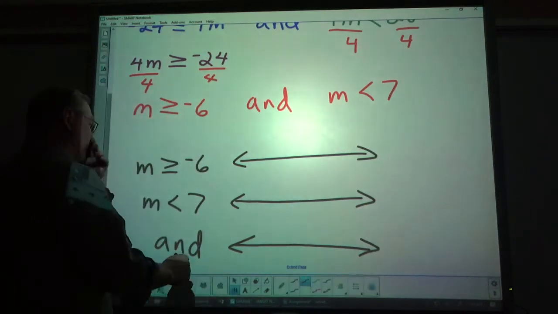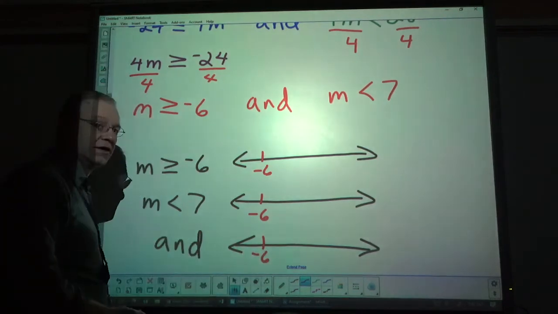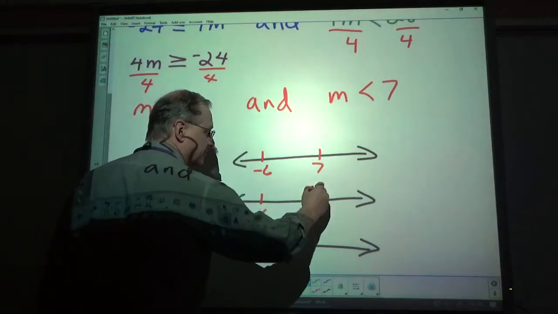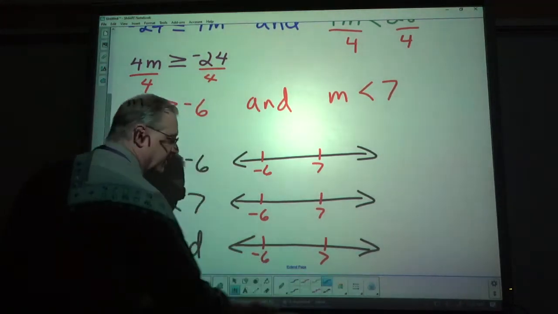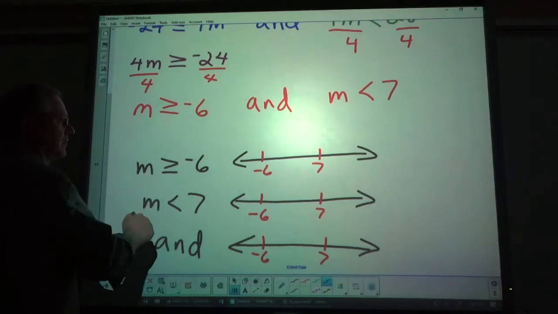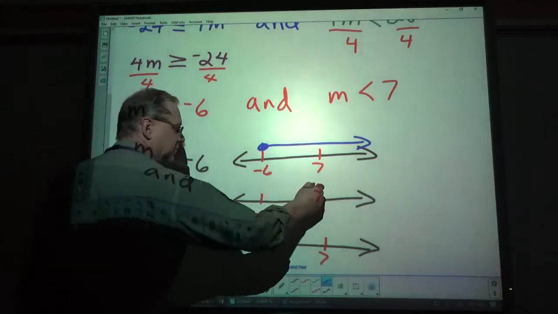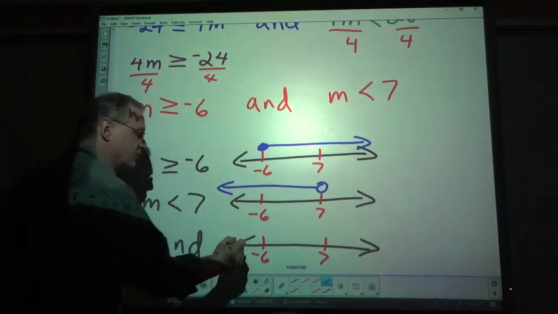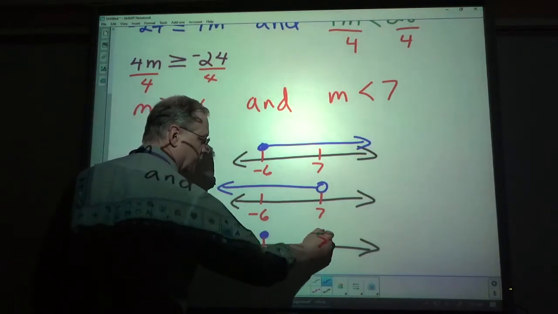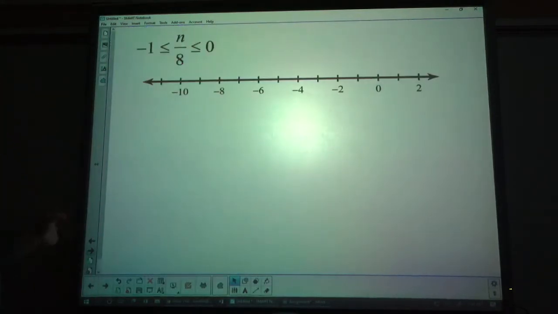I know it might seem like a pain to put in these inequality graphs, the number lines, but it really is very helpful to see the actual graph happening. Greater than or equal to negative 6, solid dot arrow right. Less than 7, open circle arrow left. The and is where they overlap, which is between the two in this situation. Solid dot, open circle line between them, and there you have your graph. Give this one a try, see what you can do, and then we'll graph it.